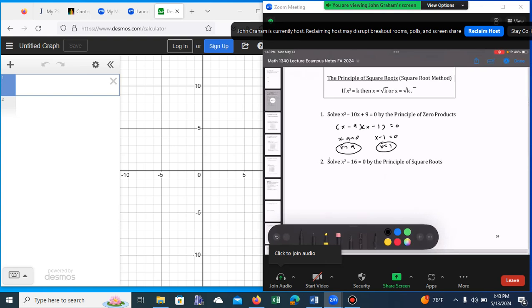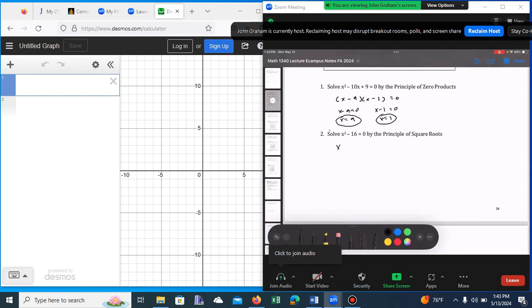Principle of square roots happens when there's no bx term. We just have ax squared plus c equals 0. And you're going to end up having x squared equals some constant k. And then when you take the square root, you get positive and negative square root of k. So x squared minus 16 equals 0. x squared equals 16. Take the square root of both sides, you get x equals plus or minus square root of 16, which equals plus or minus 4.